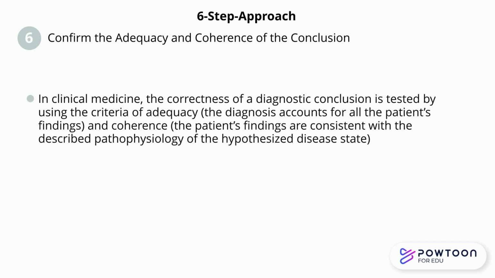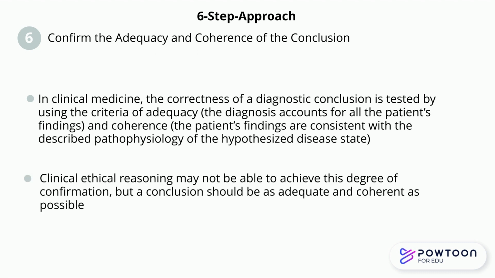In clinical medicine, the correctness of a diagnostic conclusion is tested by using the criteria of adequacy, so the diagnosis accounts for all the patient's findings, and coherence, which means the patient's findings are consistent with the described pathophysiology of the hypothesized disease state. Clinical ethical reasoning may not be able to achieve this degree of confirmation, but a conclusion should be as adequate and coherent as possible.